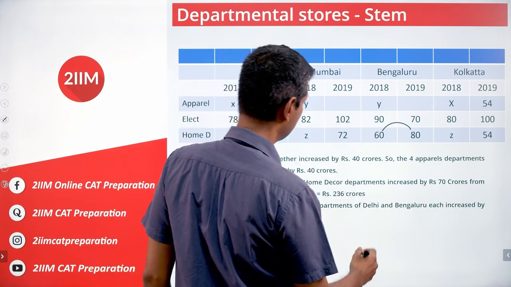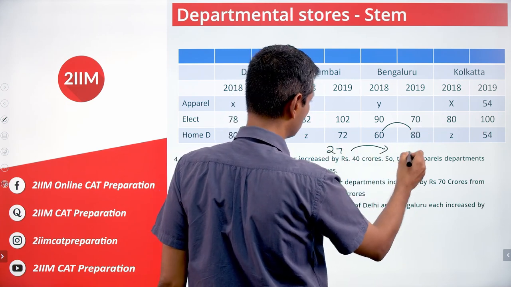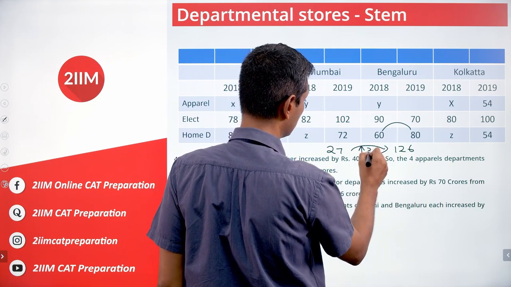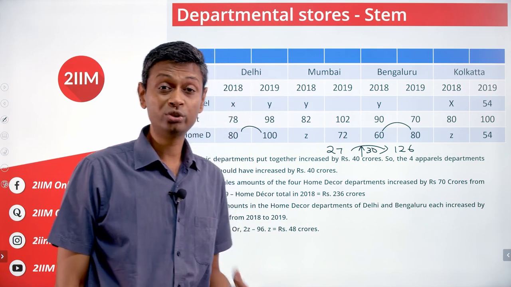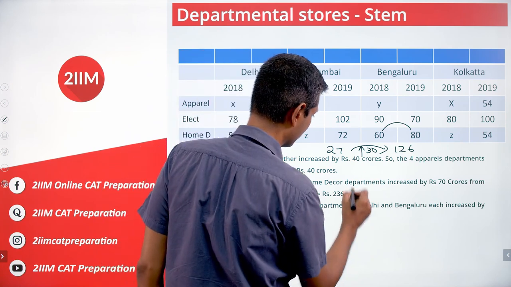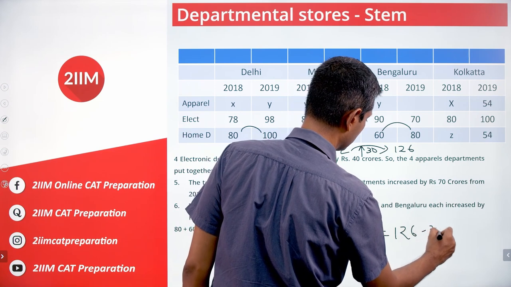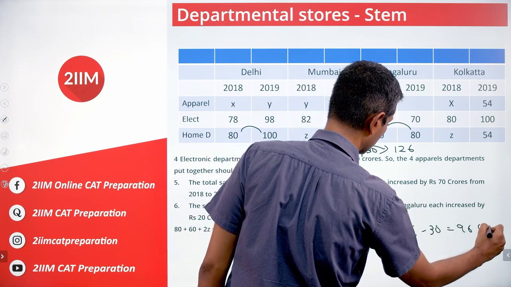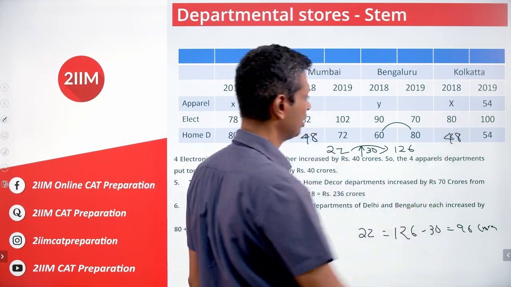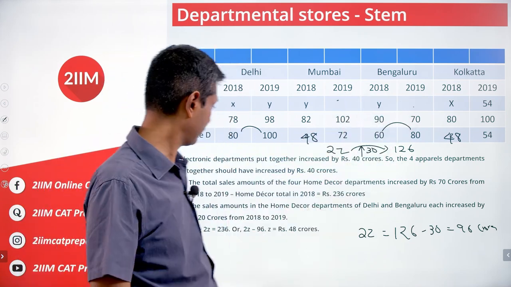The 2018 numbers are Z and Z. So 2Z increasing to 72 plus 54, which is 126. So 2Z becoming 126 is an increase of 30 crores. So 2 times Z is 126 minus 30, which is 96 crores. Or Z is 48. Of our three variables, we've already found one, 48 and 48. We still have some gaps. We'll get there when we get there.